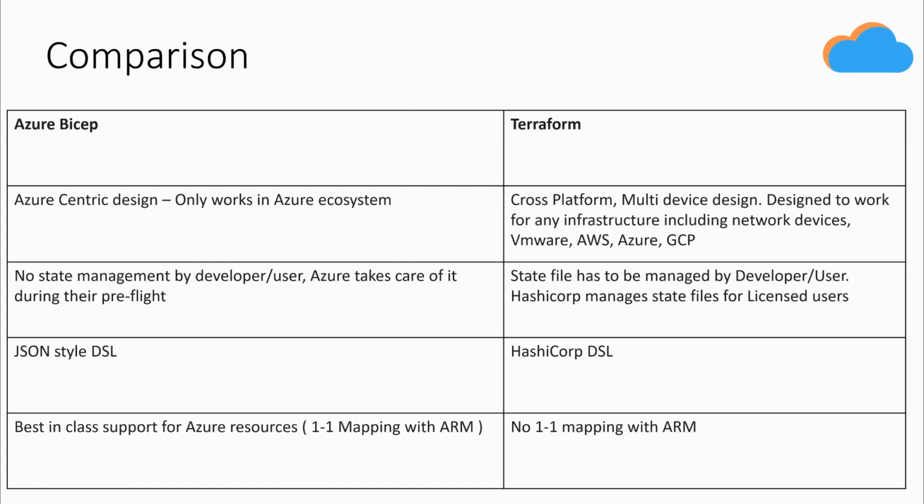In terms of programming language, they look similar. It's JSON style; it's HashiCorp style, which they call a DSL, so it's pretty much a domain-specific language. Bicep provides best-in-class Azure resource mapping, one-to-one from ARM, as I already mentioned. In the case of Terraform, it's not exactly one-to-one mapping. You will see, when we actually go through a code base, how Azure Bicep takes the definition of the ARM APIs and puts it into the code. That gives an understanding of how it is designed.